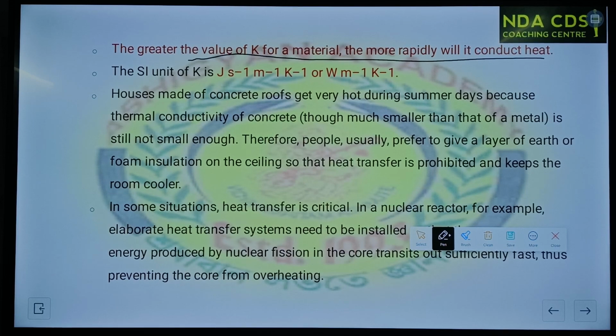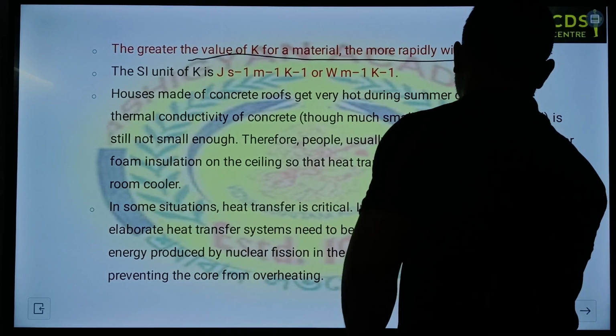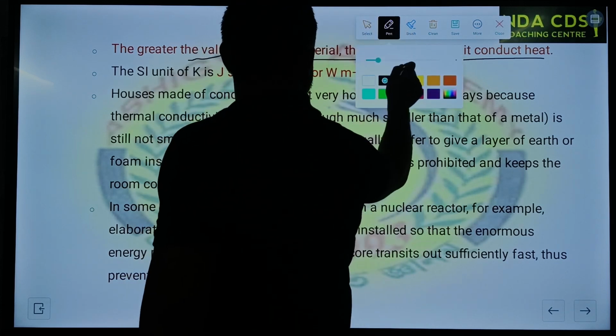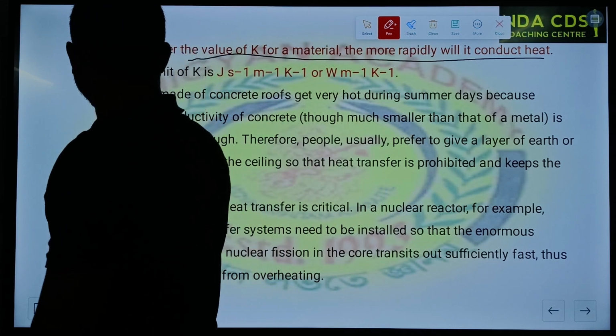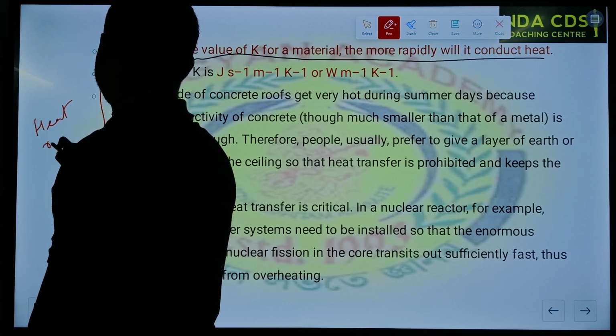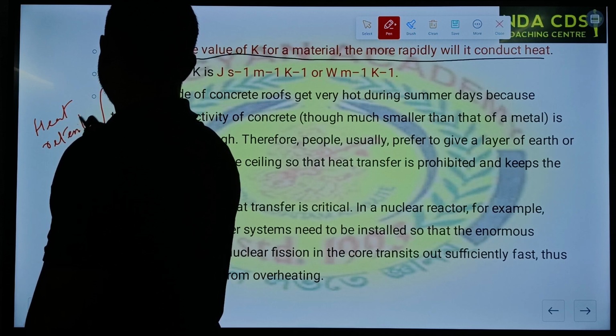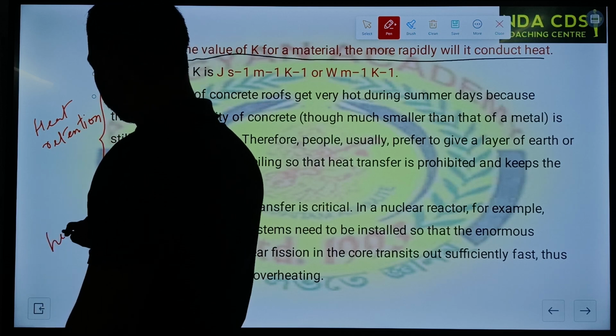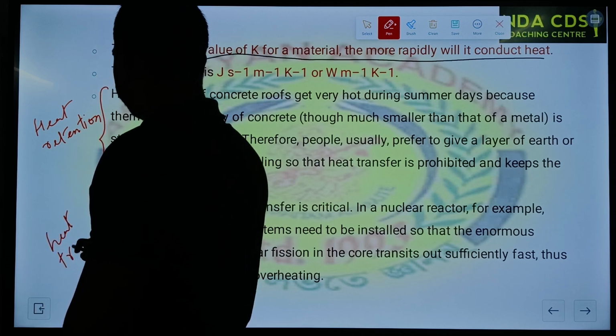Now from conduction there are two things. Matlab from this type of heat transfer, there are two things. Actually I haven't mentioned it. Maybe I forgot. Now this point that I will try to understand, this is what we call heat retention, and this point is what we call heat transfer. Though both are examples of conduction.